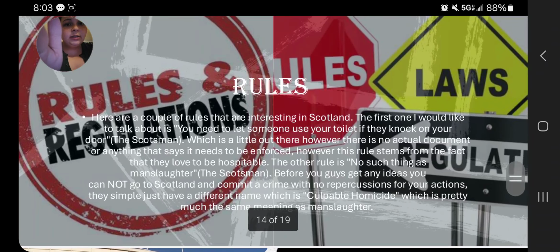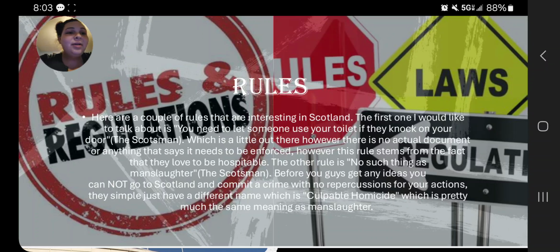Alright, and now we're going to get into some rules. Here are a couple of rules that are interesting in Scotland. The first one I would like to talk about is you need to let someone use the toilet if they knock on your door, which is a little out there. However, there is no actual document or paperwork that says you have to do this. It really just stems from the fact that the Scots like to be hospitable.